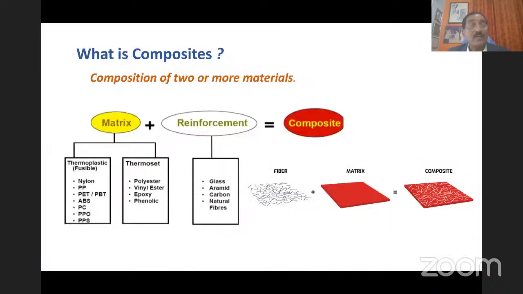As he has mentioned already, this is an engineering way of explaining composites. I am not a scientist, but a composite is a composition of two or more materials. As I said, a matrix plus reinforcement is a composite. As mentioned by the earlier speaker, the matrix is thermoset or thermoplastic. It goes from nylon to PPS and PEEK for thermoplastics, and polyester, vinyl, epoxy and phenolic for thermosets. The reinforcement, as mentioned, is glass, aramid, carbon, or natural fibers. Fiber plus matrix makes a composite material.